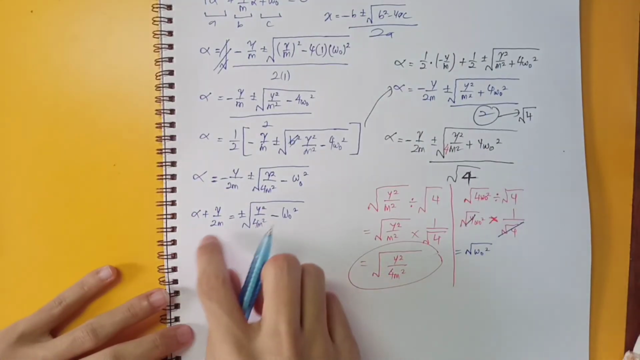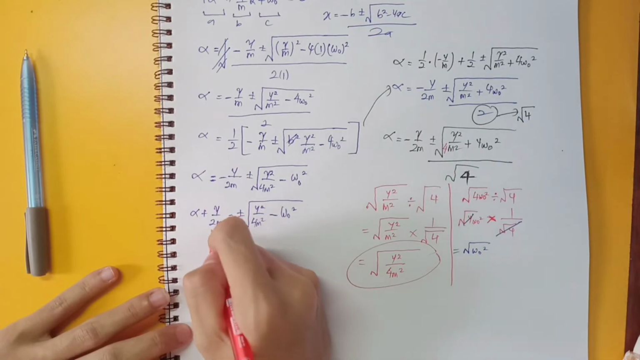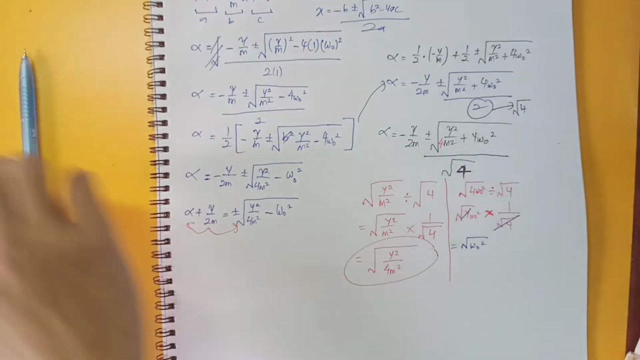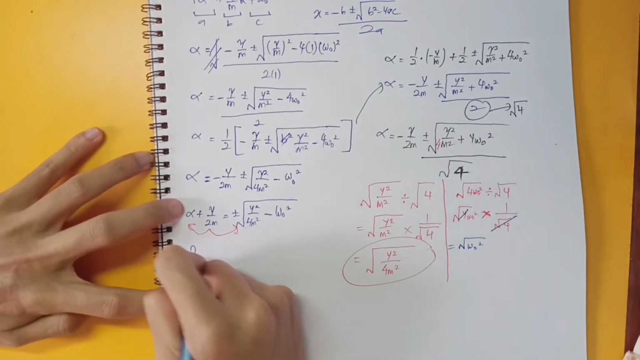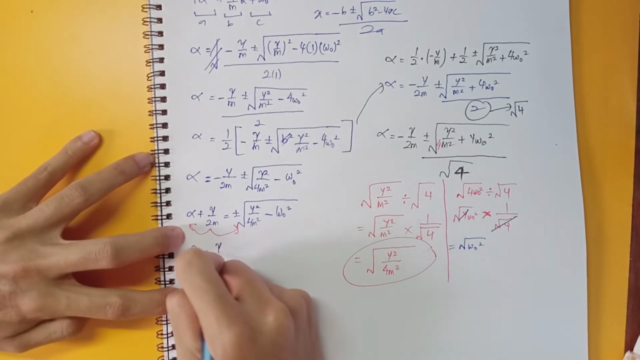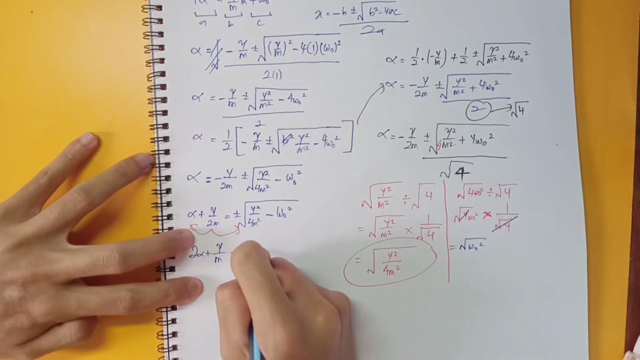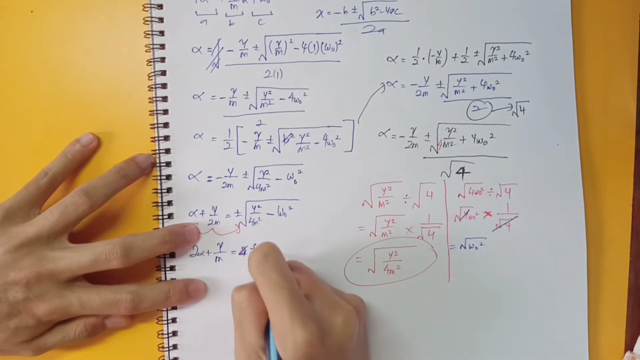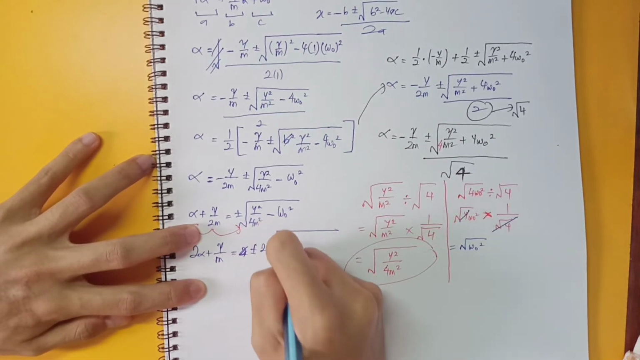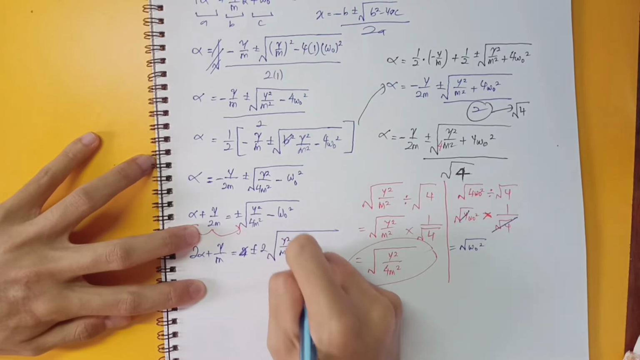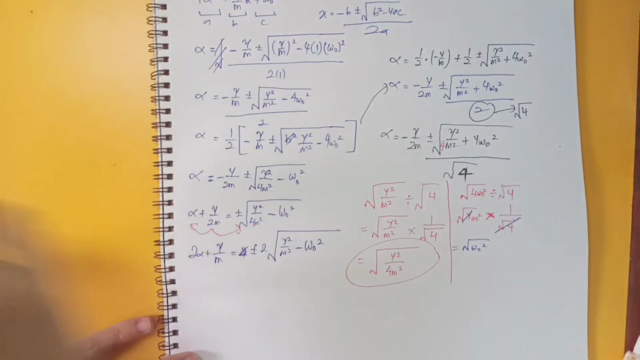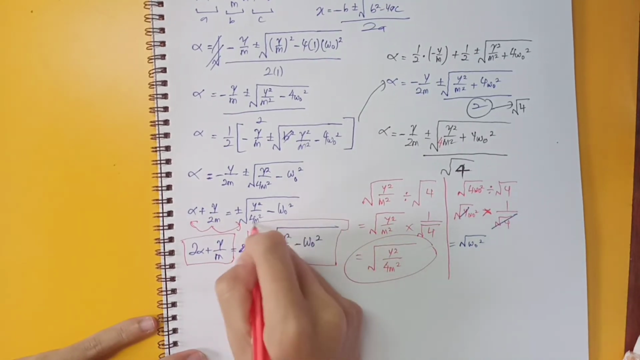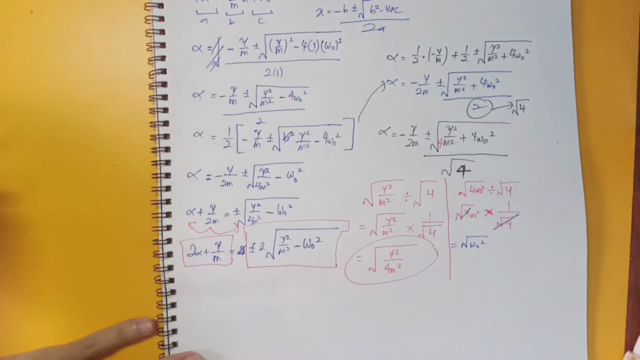Okay, now we want to remove the 2, so that means the 2 will go here, and we multiply the left and the right side. So finally we get that 2 alpha plus gamma over m is equal to plus or minus 2 times the square root of gamma square over 4m square minus omega naught square. So here is the form of 2 alpha plus gamma over m. From here we can do some substitution.